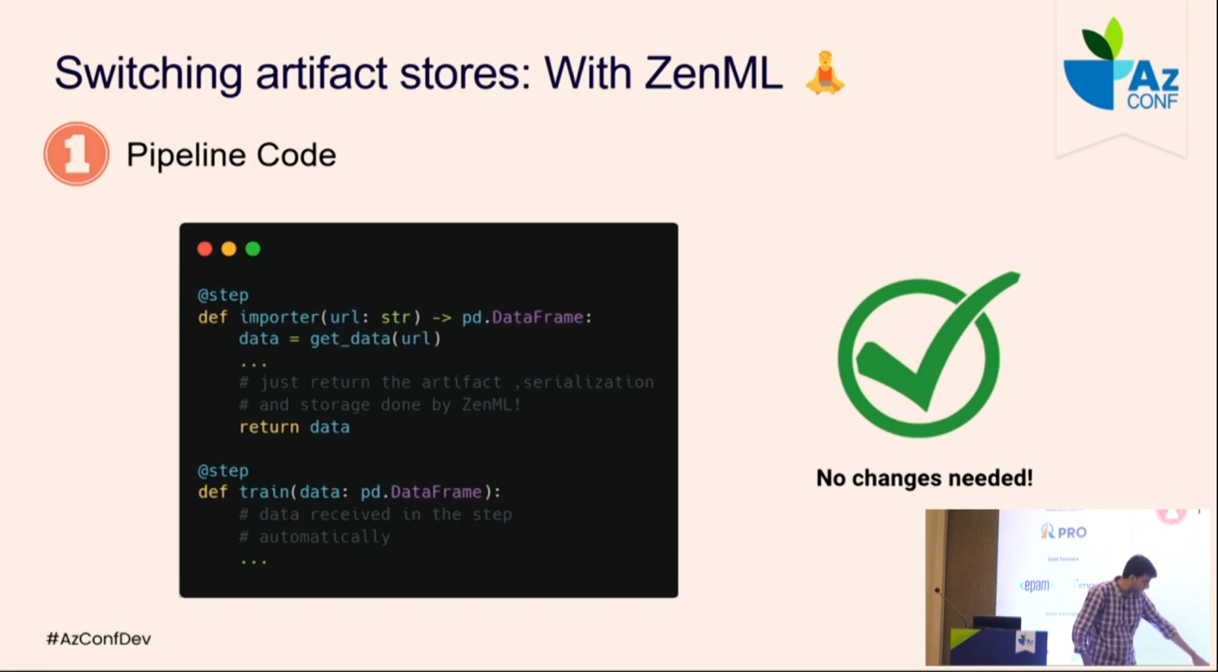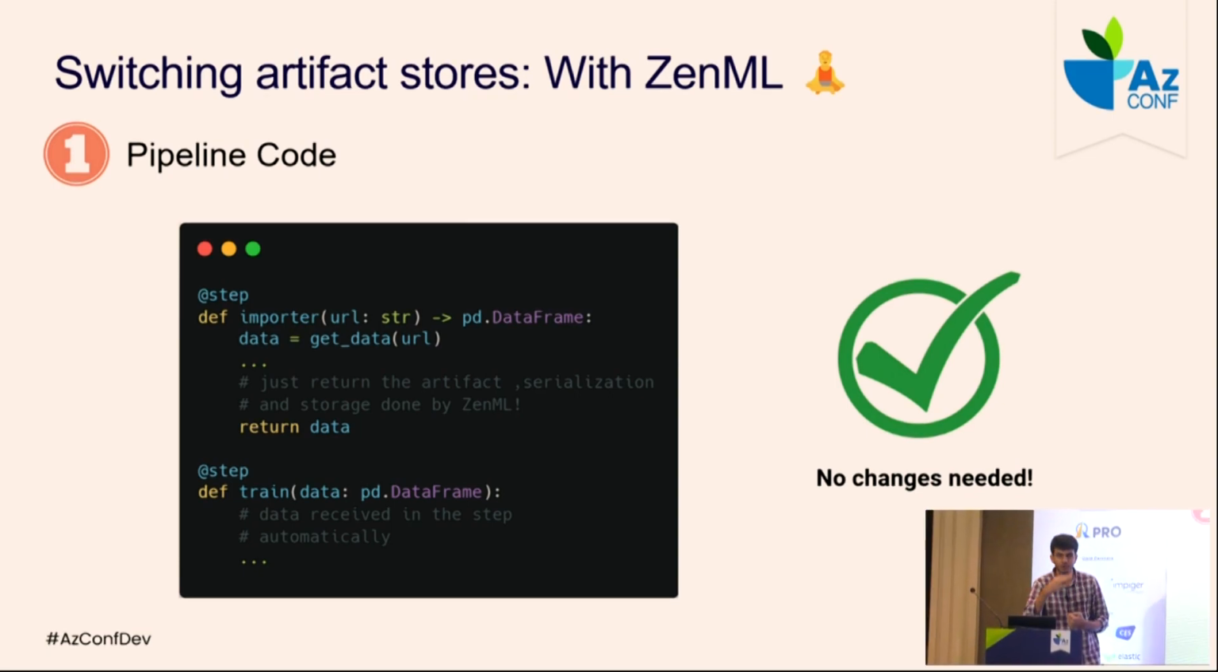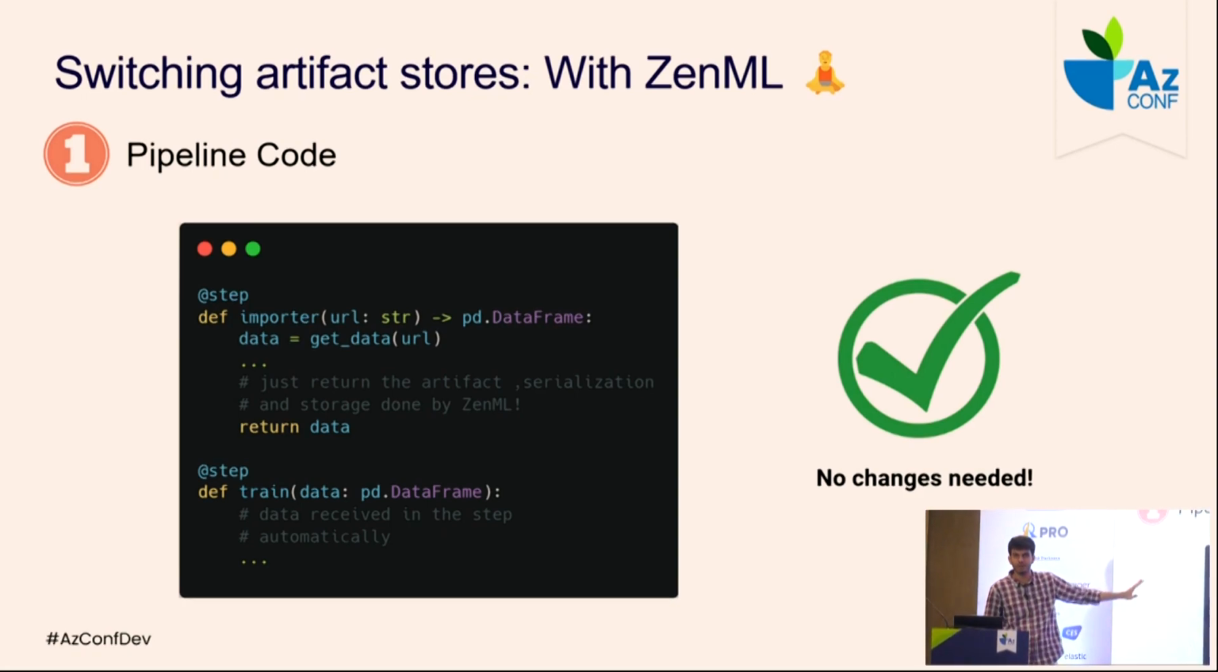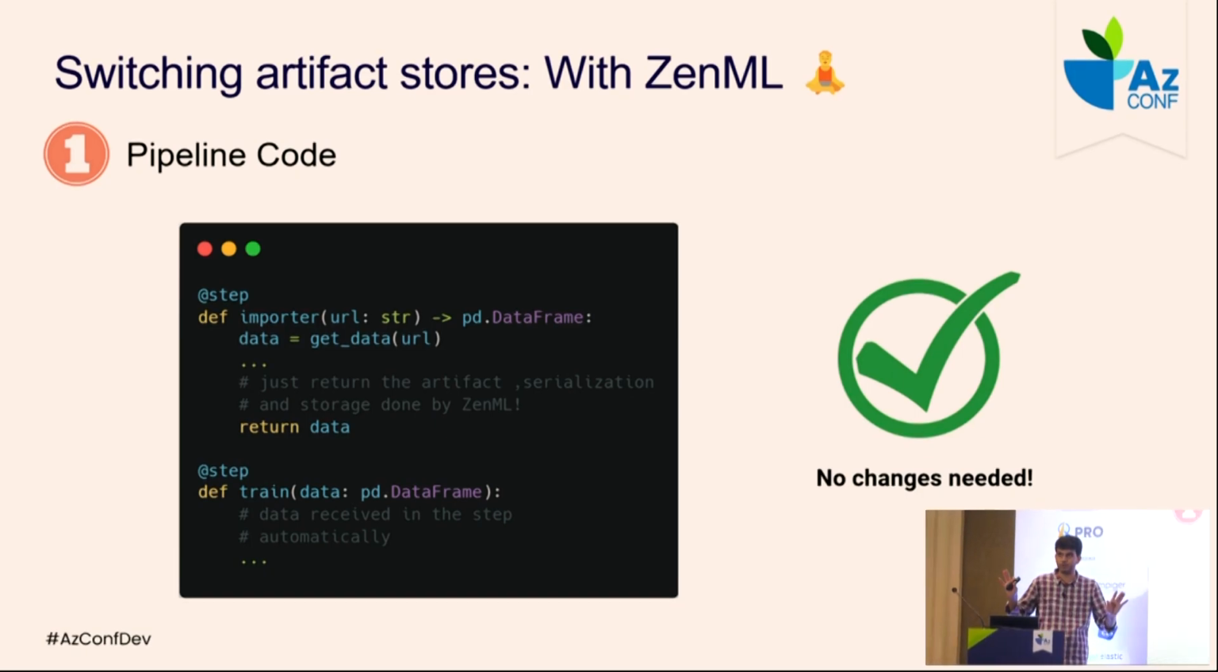And the same is true for the trainer step. In the train step, you can see I have defined data as an input to it, but where is the data coming from? ZenML automatically plumbs these things together. So the plumbing in the background is done by ZenML. I'll show you the actual example later on, which will be much clearer then. But just to give you an idea, the pipeline doesn't have any mention of S3 or Azure anywhere. So it's completely agnostic of what tools you're using.